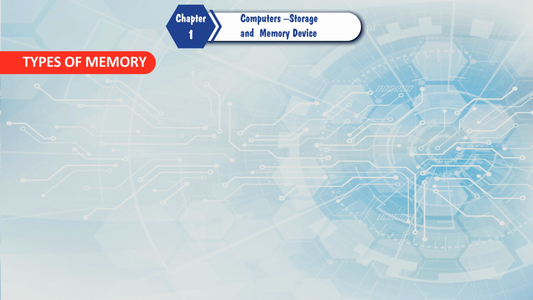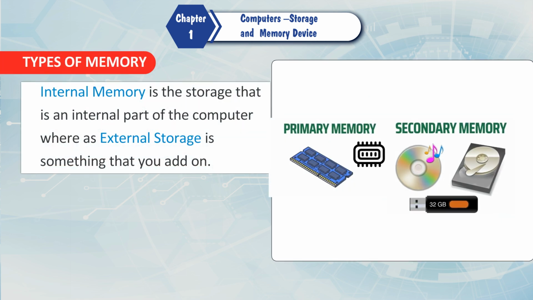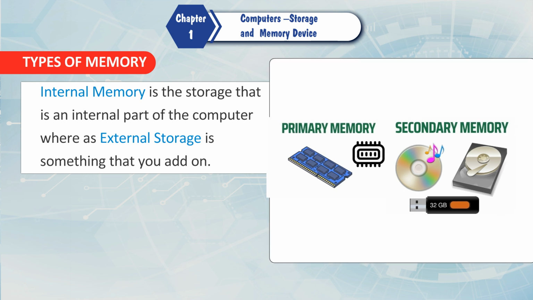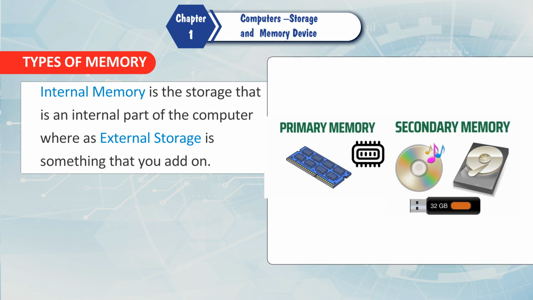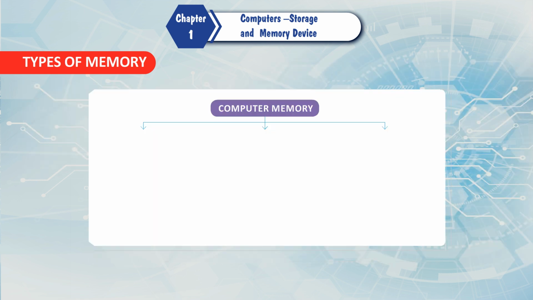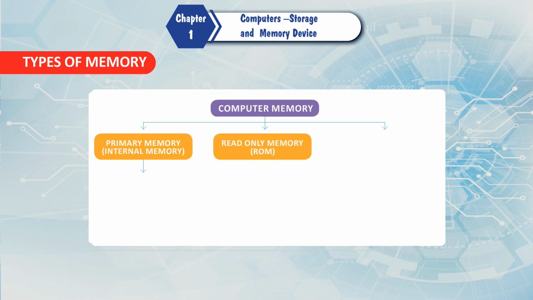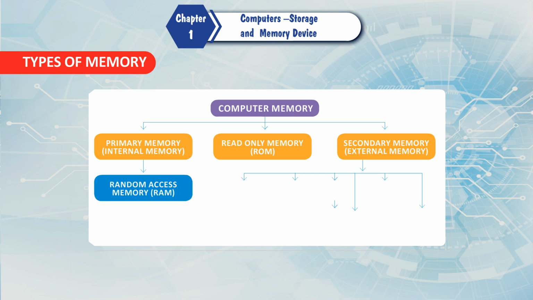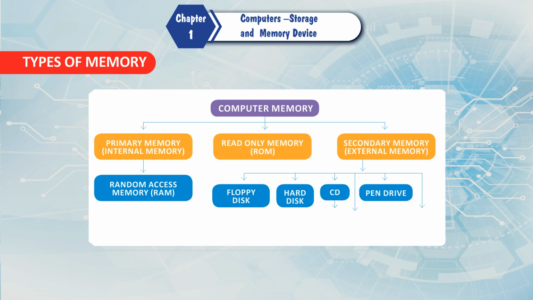Types of memory. Internal memory is the storage that is an internal part of the computer, whereas external storage is something that you add on. Computer memory. Primary memory, internal memory: read-only memory, ROM, and random access memory, RAM. Secondary memory, external memory: floppy disk, hard disk, CD, pen drive, DVD, Blu-ray disc.